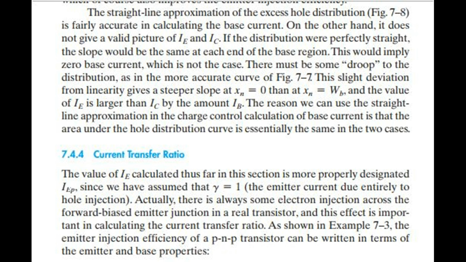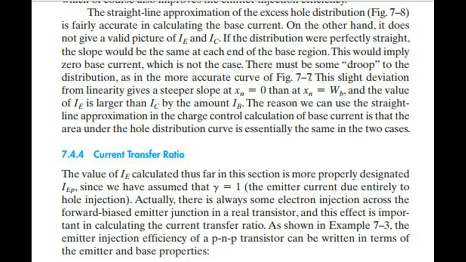Current transfer ratio. The value of IE calculated thus far in this section is more properly designated IEP, since we have assumed that G equals 1, the emitter current due entirely to hole injection. Actually, there is always some electron injection across the forward-biased emitter junction in a real transistor, and this effect is important in calculating the current transfer ratio.